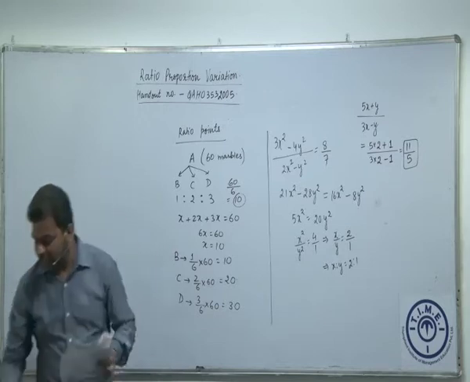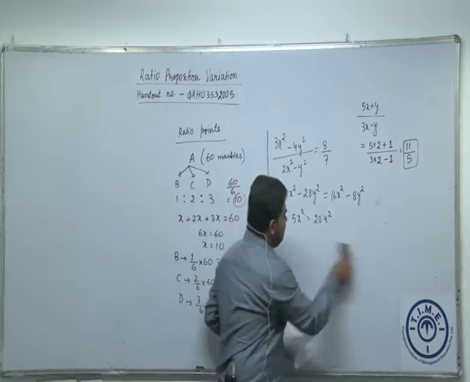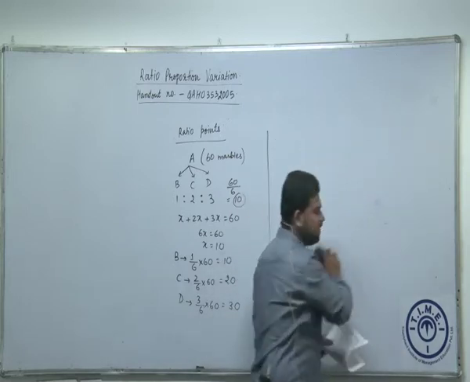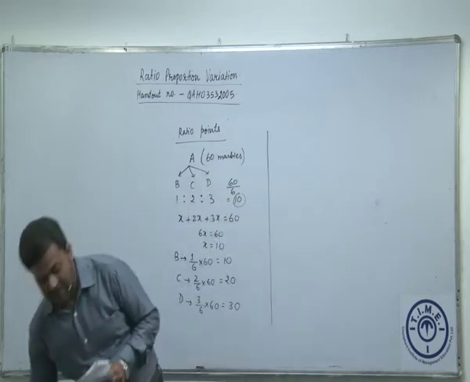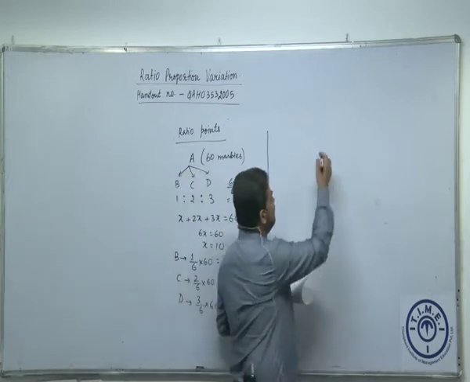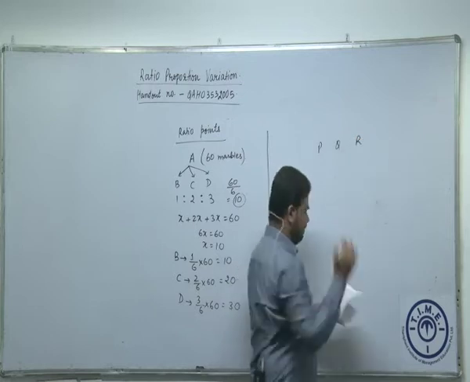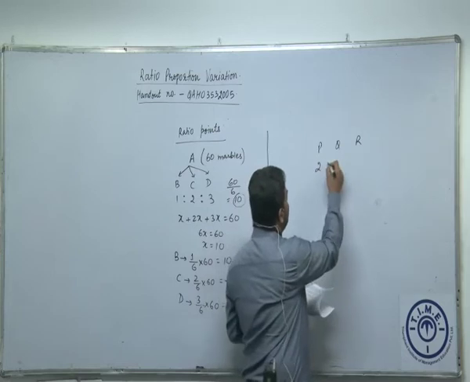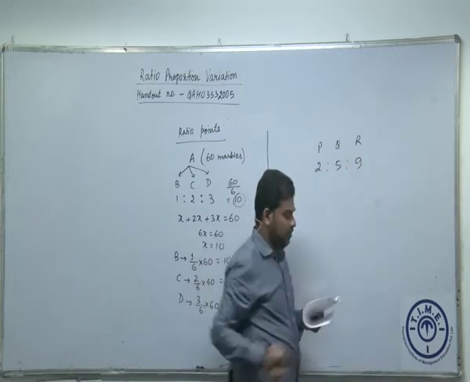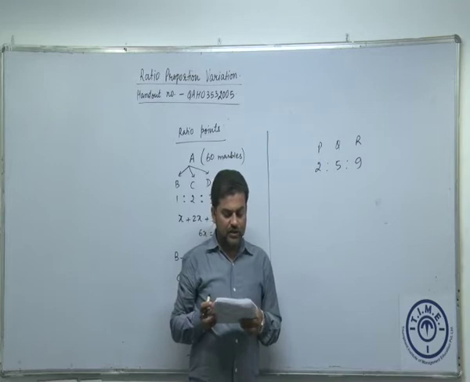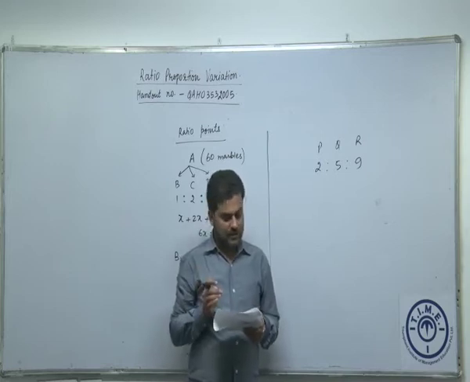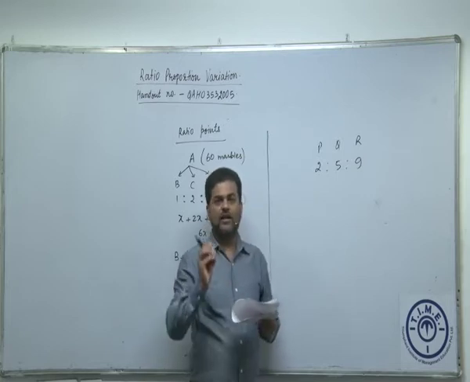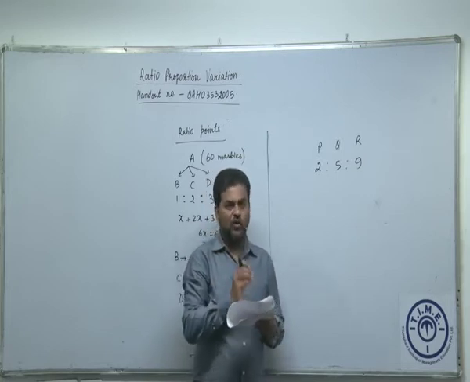Let's write it here on the board. So it is a question on the ratio of ages of three persons. We have three persons, P, Q and R, and the ratio of their ages is 2:5:9. If the difference of the ages of P and R is 21 years, find the age of Q. Here also we do not require any calculation. We can do this also mentally.